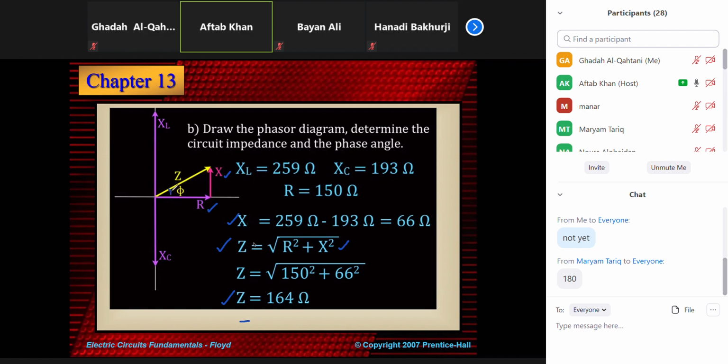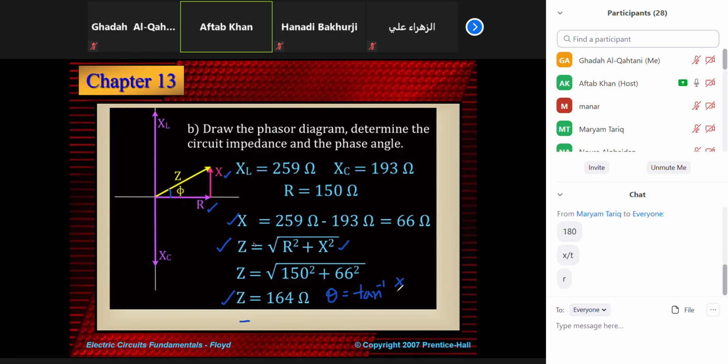And this is phi, which is the phase angle. So phase angle is equal to, what should be the formula for the phase angle, girls? It is tan inverse. Tan inverse of X over R. Yes, the formula we know already. Earlier it was XC over R or XL over R, but here we are using X, the total or resultant reactance, because they are in opposite directions.